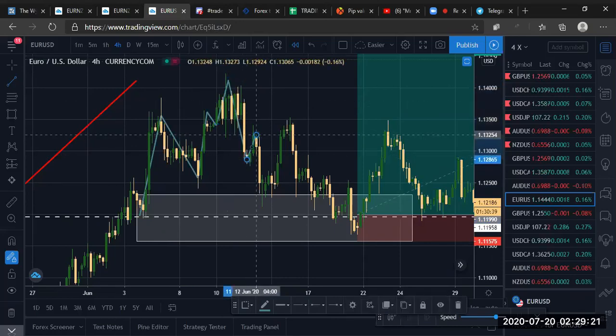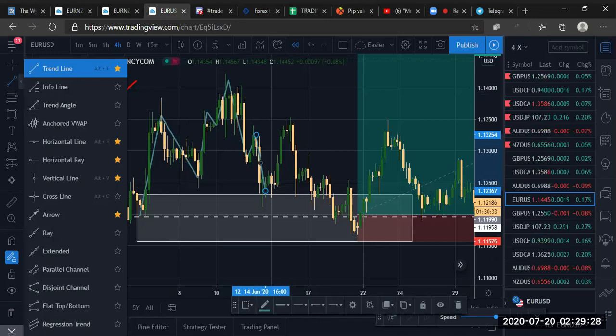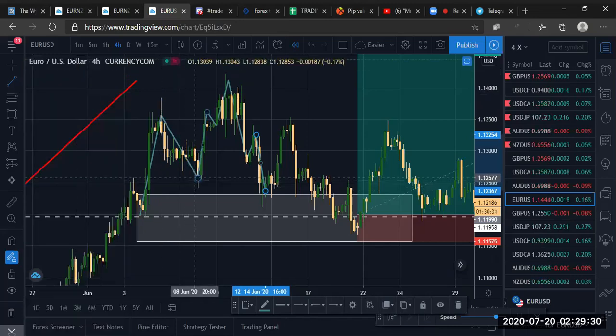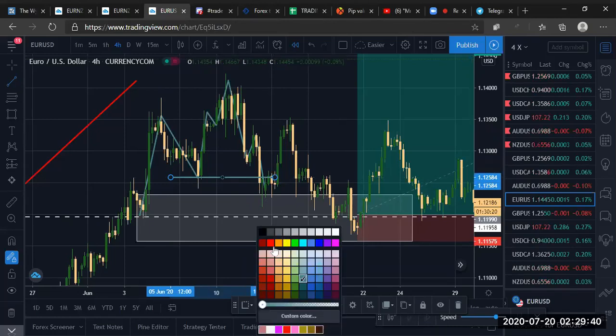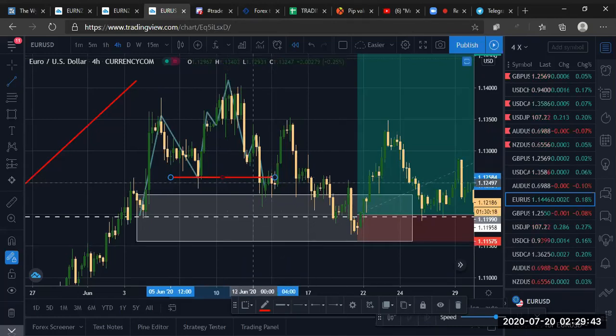Quick little pullback. We broke structure. What I mean by broke structure is because this was the low. You see, we made this high, we made this low. This was the low, so this was like the last little piece of structure that it came to before it actually broke. So now that it broke, you can expect another down move.